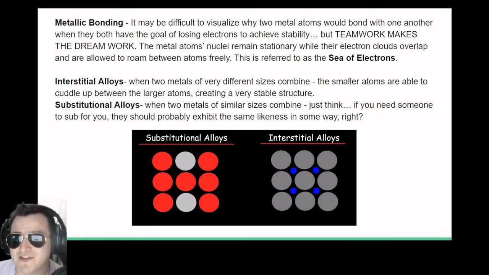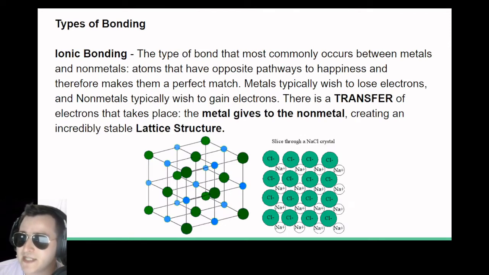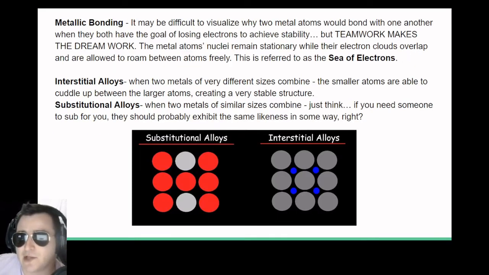As we cover these definitions, I feel like the names are fairly intuitive once you have these two definitions. Interstitial, I didn't know what the heck that word meant prior to this class, but it doesn't matter, because when I also have the definition of substitutional, substitutional makes very logical sense. Interstitial alloys, I should say, are when two atoms or two metals of very different sizes combine. So the little ones snuggle up really, really close in between the larger ones. It looks very similar to the lattice structure of the ionic compounds we looked at just a second ago, those little sodiums curling up in between all those larger chlorines. That's what's happening with interstitial alloys.